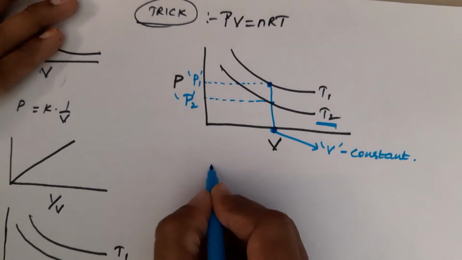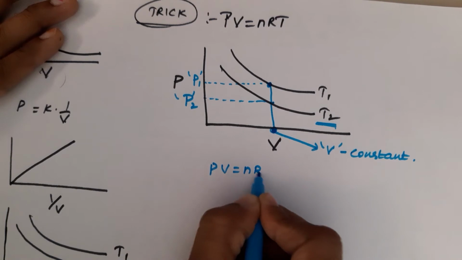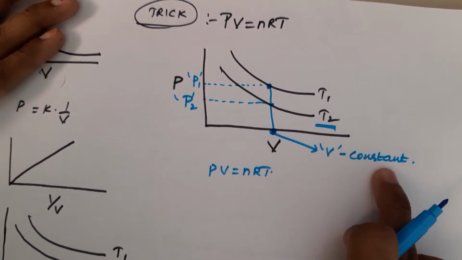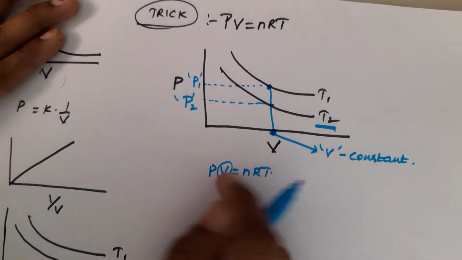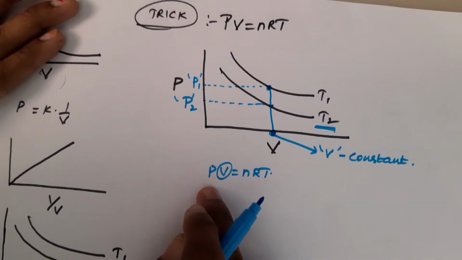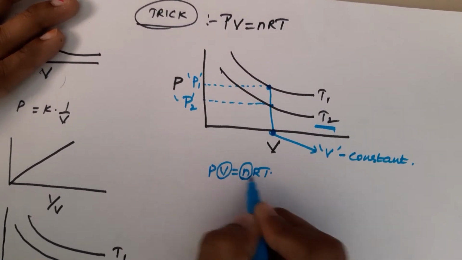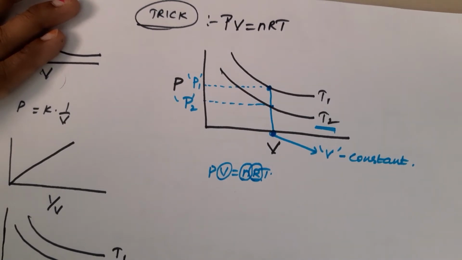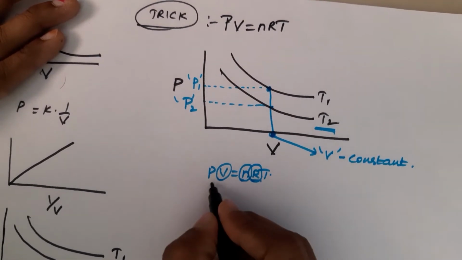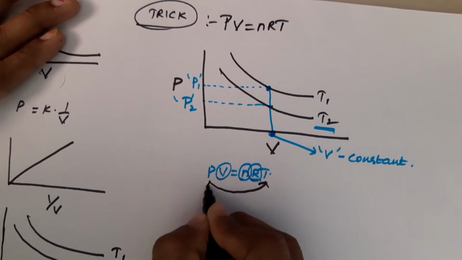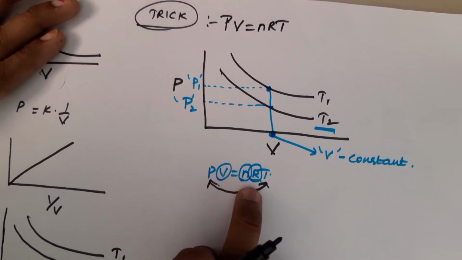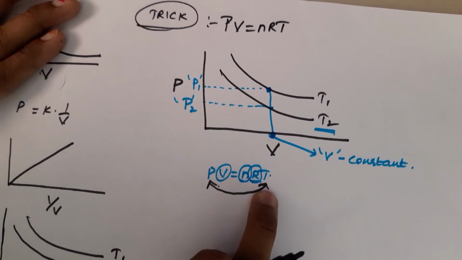I already explained you. Remember this, PV is equal to nRT. Here, what is constant, students? On observing the graph, V is constant. Number of moles is constant. R is constant. Then what do we have to observe? The relation between P and T. These three terms are constant, V, n and R. What is left, students? P and T is left.